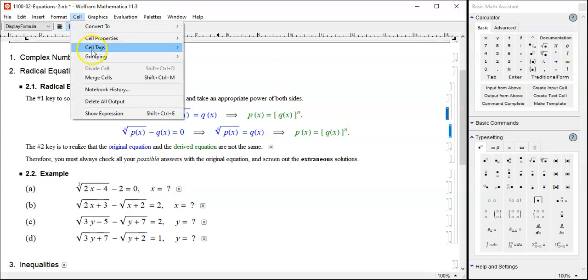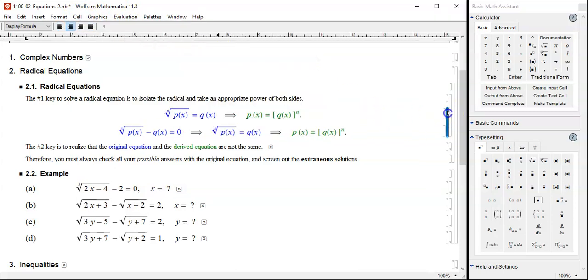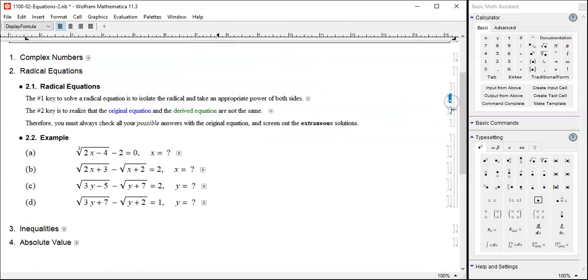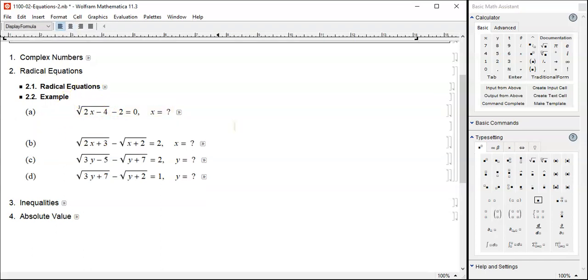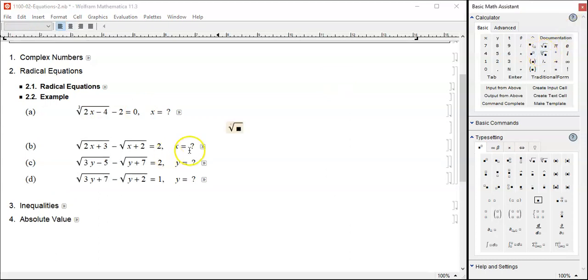I think this is worthwhile, so let me just keep it. Okay, here we go. How do we handle this? Remember to isolate the radical first. So we have the cubing root of 2x minus 4, the cubing root of it is equal to 2. And now it's okay to take the cube of both sides.